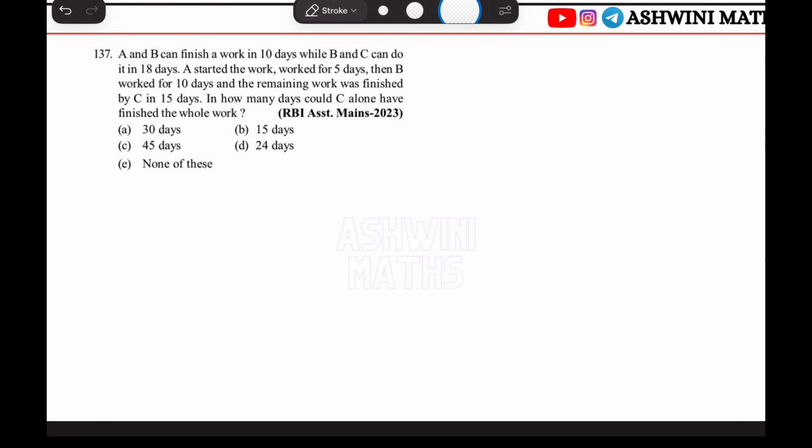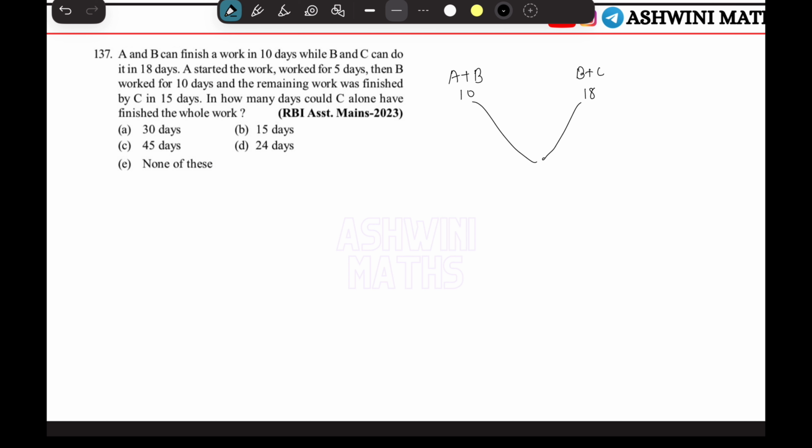So here in this problem it says that A and B can finish work in 10 days. This means we can write here A plus B do it in 10 days, okay, and B plus C here in 18 days, okay. Now let the total work be the LCM of these two quantities. It will come out to be 90.